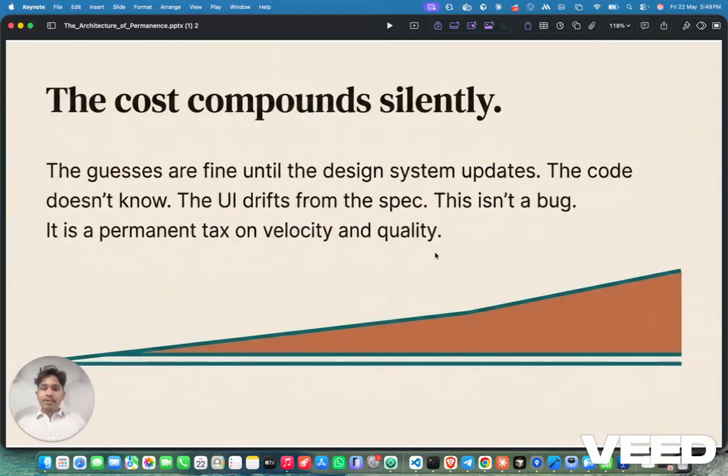And this cost compounds silently. If the designer is on version 3 and the developer is on version 2, it creates a lot of problems in velocity as well as quality. So the knowledge is not compounding over a period of time.